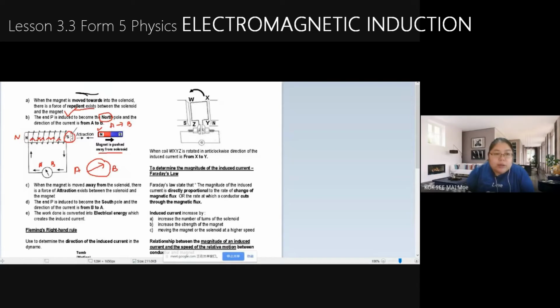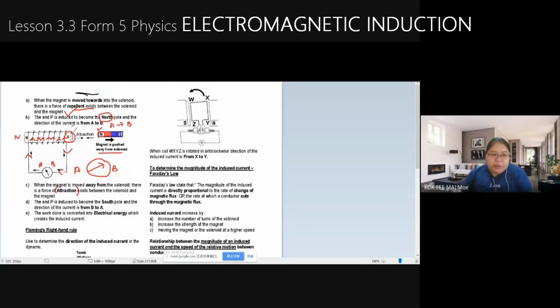So that means when I draw, following this part, this one is an arrow until it goes behind, then this one comes down. Okay, you follow the external galvanometer. Now it goes from B to A. The deflection is from B to A. Now we go to explain. When the magnet is moved away from the solenoid, there is a force we call attraction force, existing between the solenoid and the magnet.